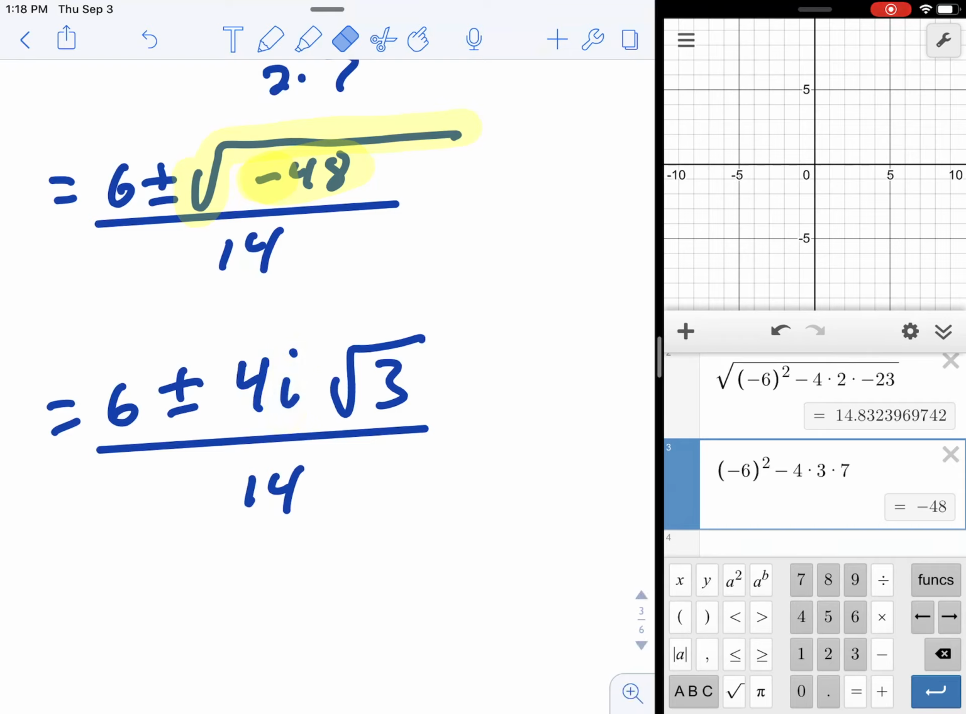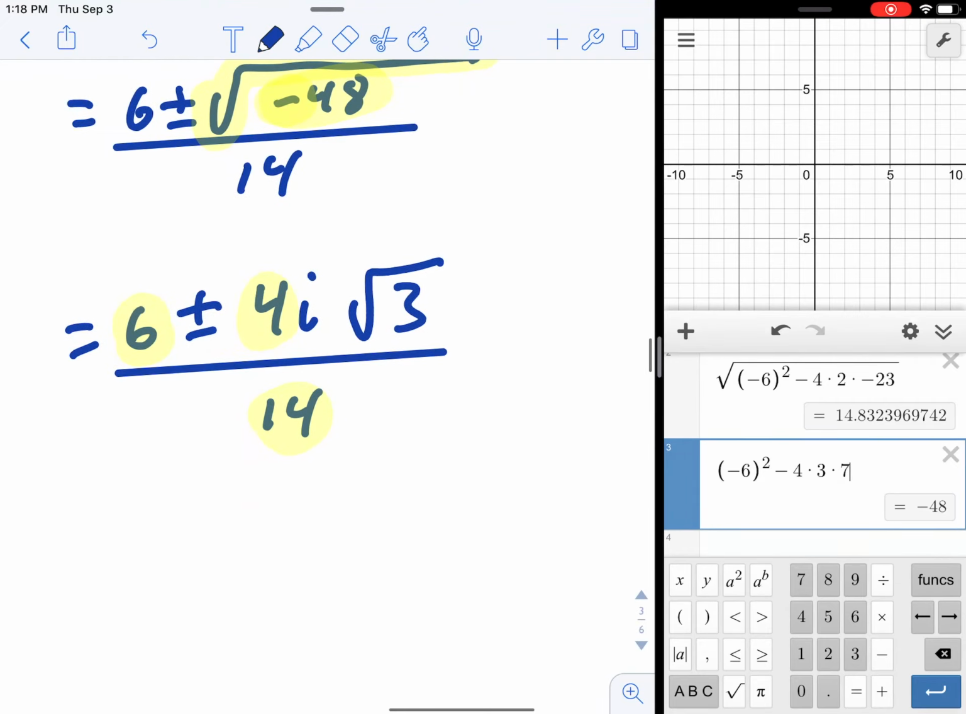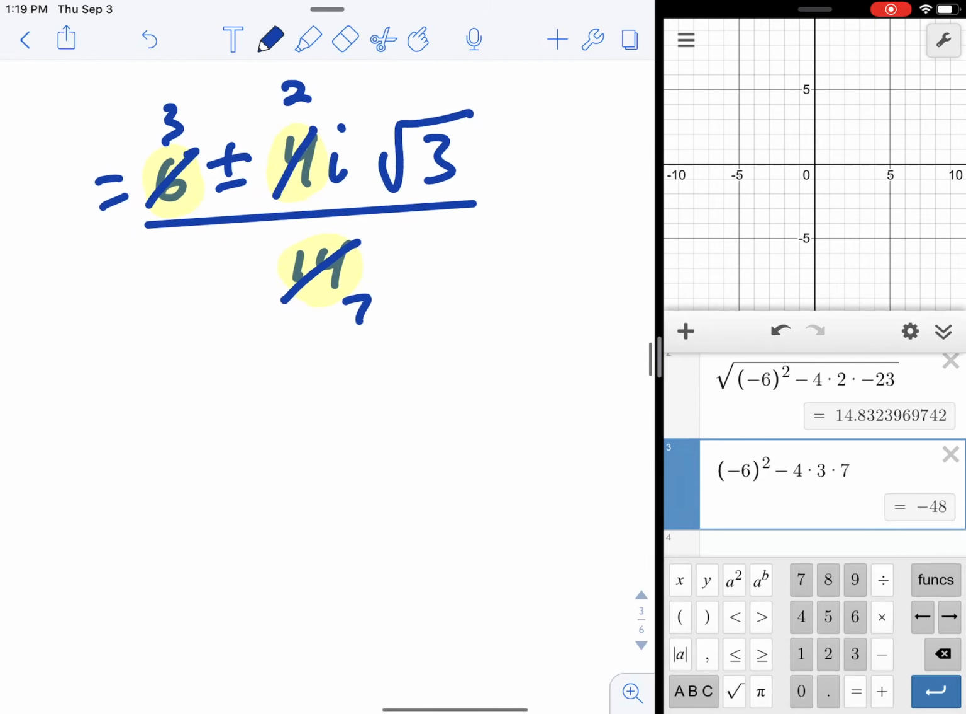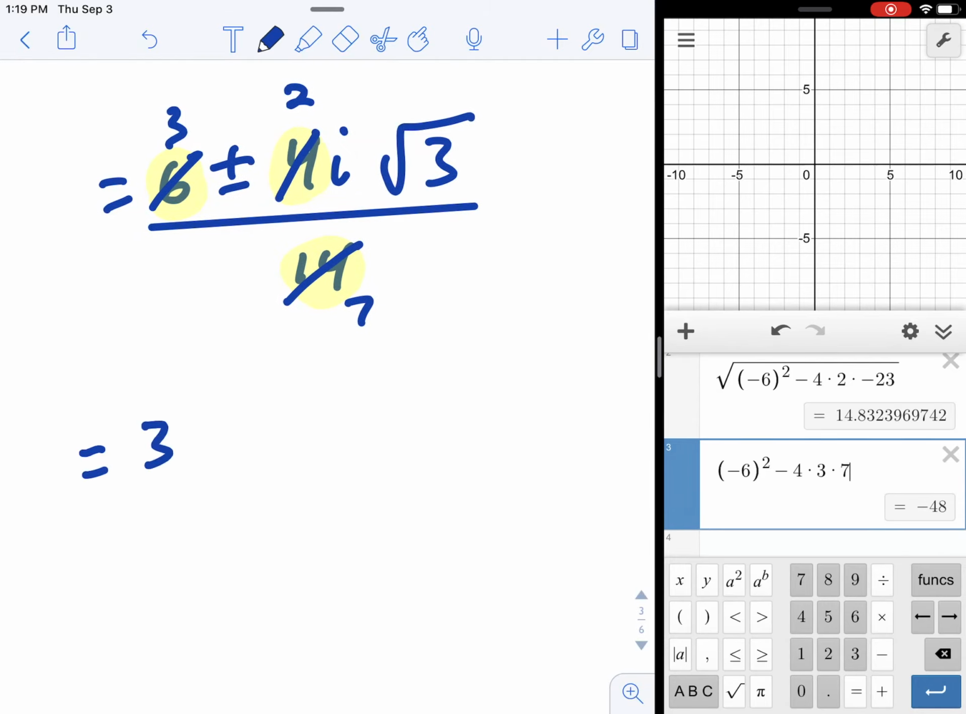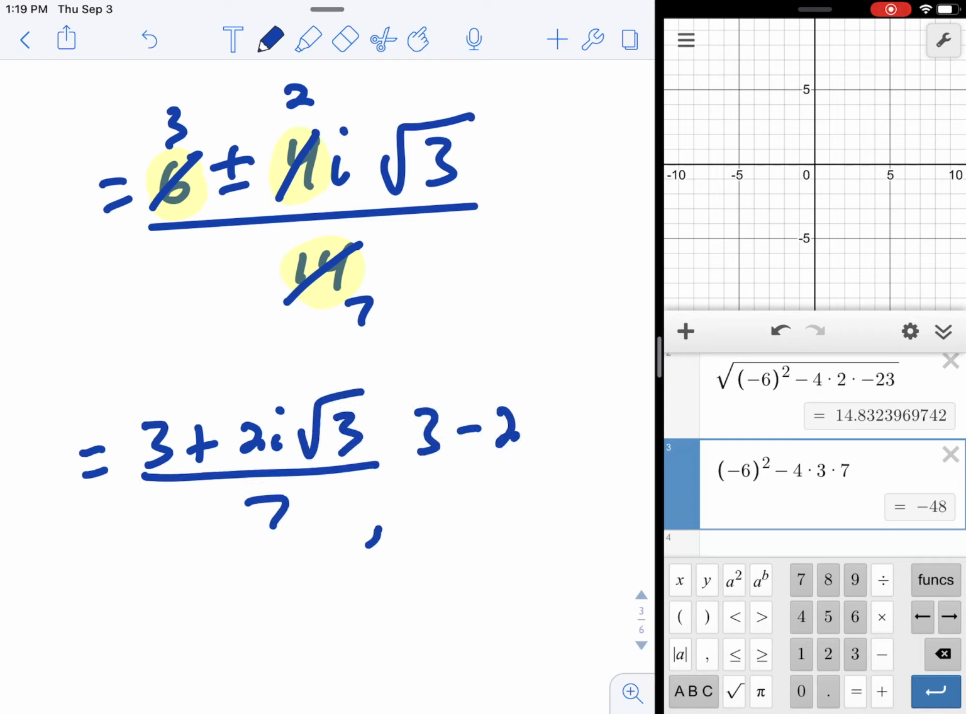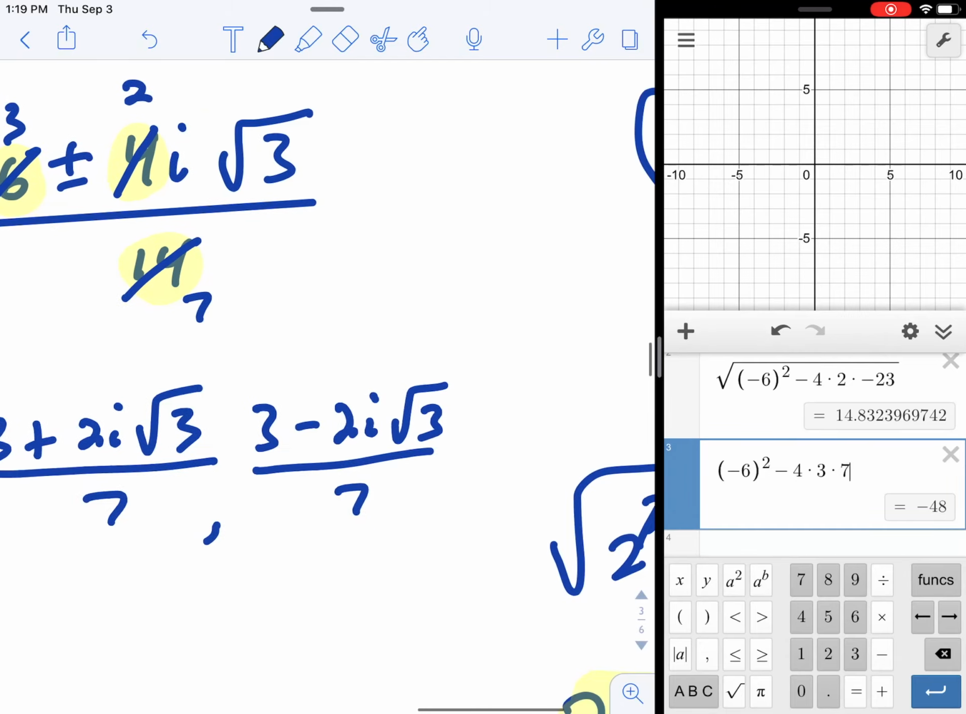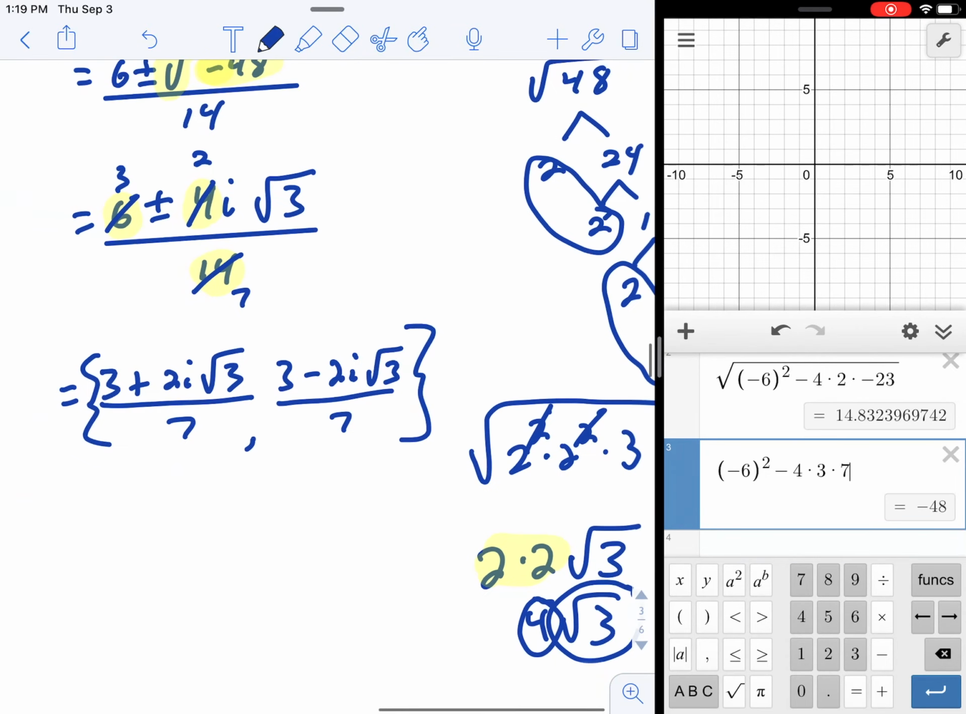And now we've got a fraction like the last one we can reduce. 6, 4, and 14. What can you divide out of all three of those numbers? And the answer is 2. 6 divided by 2 is 3. 4 divided by 2 is 2. 14 divided by 2 is 7. So we get, for a final answer, 3 plus 2i radical 3 over 7, and then 3 minus 2i radical 3 over 7. Put it in the little brackets there, whatever.